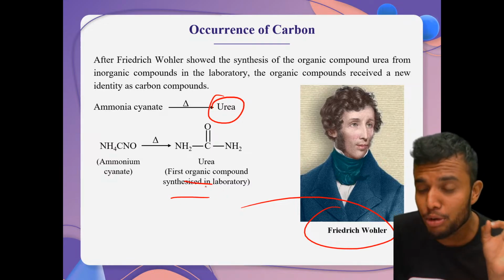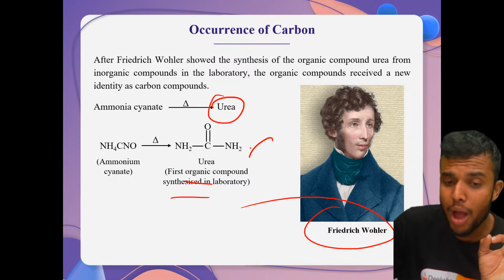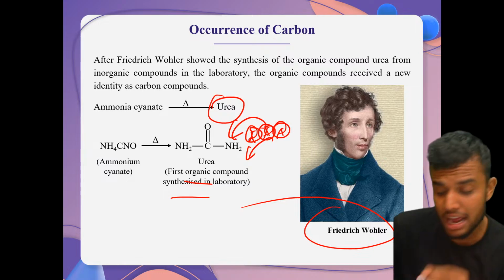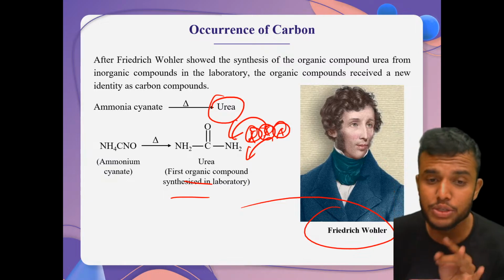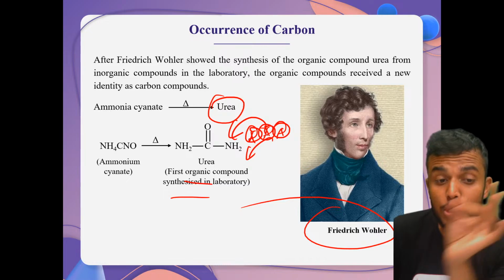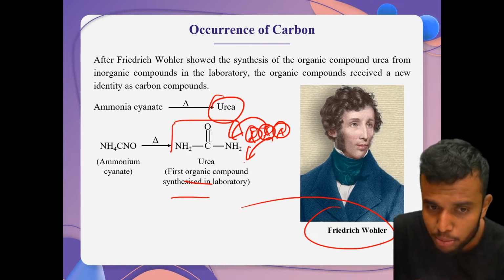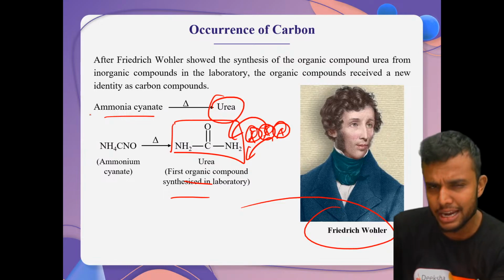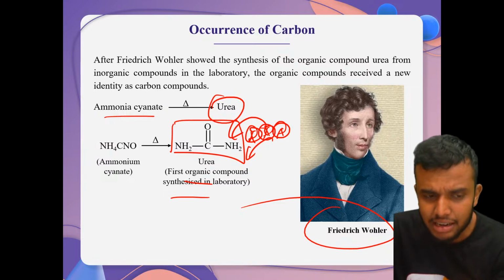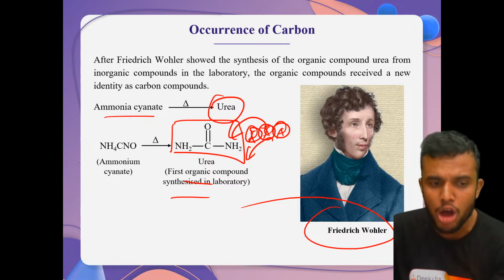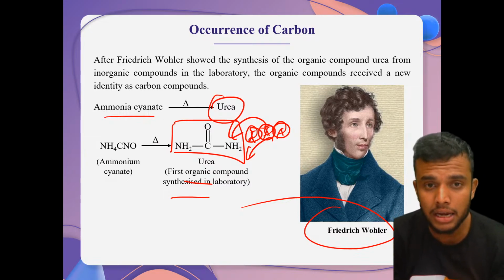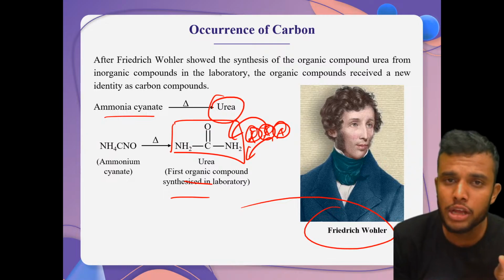Which organic compound was synthesized in the laboratory? Very important question for your JEE and NEET. Students, this is very important, please note this down. Which one? Urea. It has a structural formula like this. What happened? He simply heated the ammonium cyanate compound. Whenever he heated that compound, the entire molecule rearranged to the urea form. Okay, how to identify urea, students?